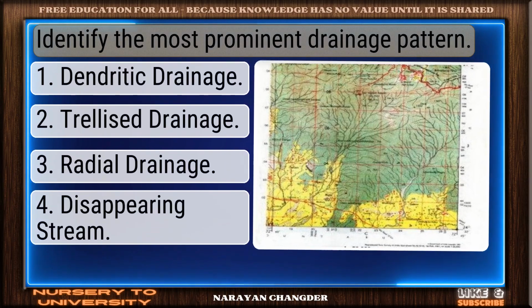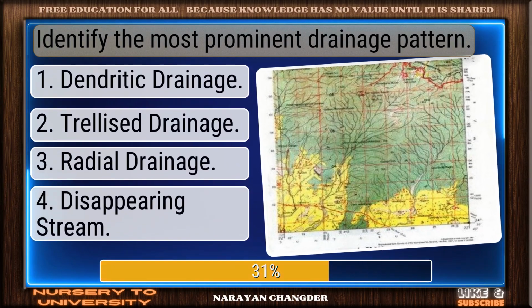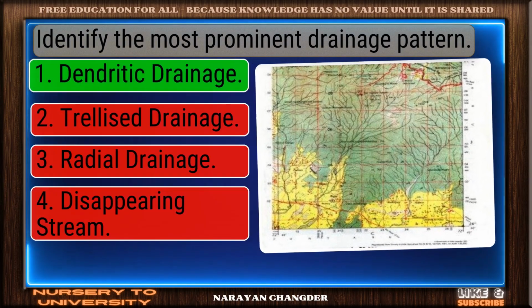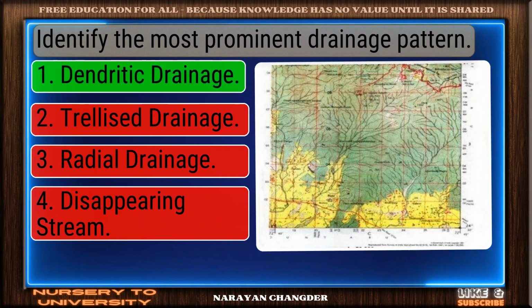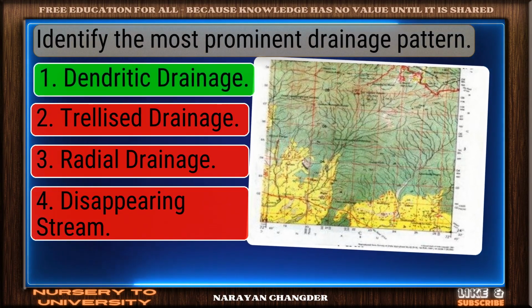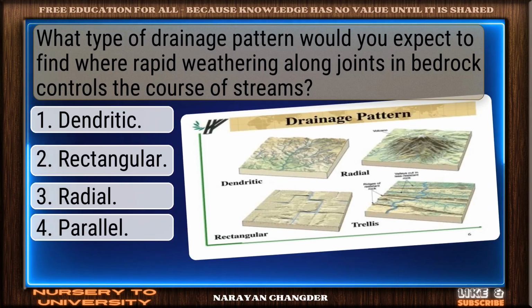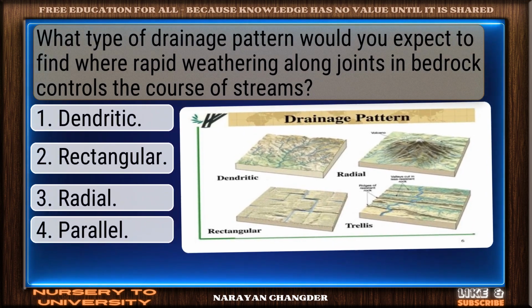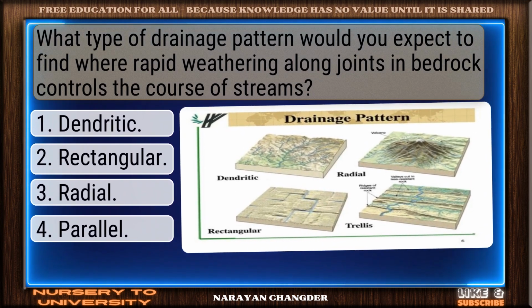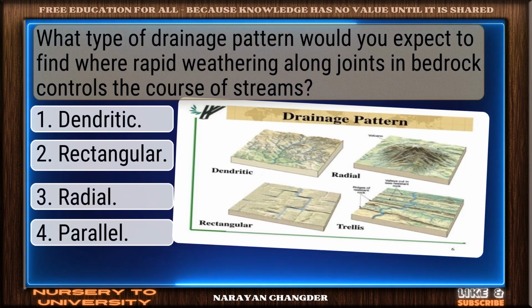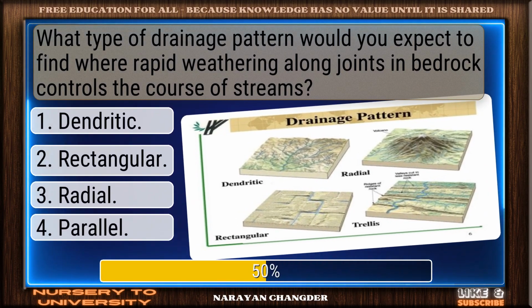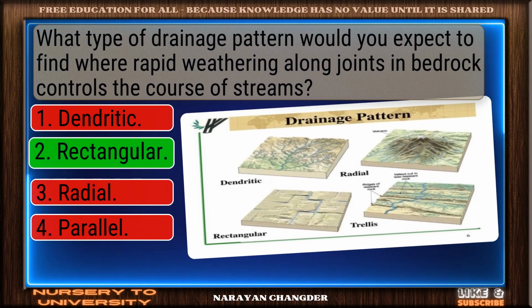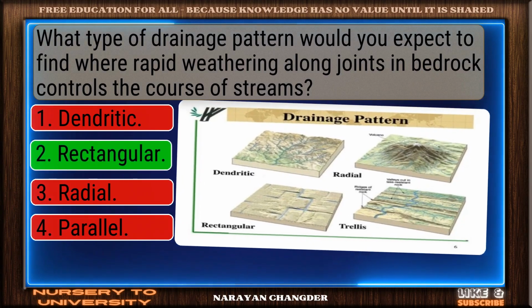Identify the most prominent drainage pattern. Good job. Your answer, dendritic drainage, works well here. What type of drainage pattern would you expect to find where rapid weathering along joints in bedrock controls the course of streams? Correct. Rectangular is the right answer.